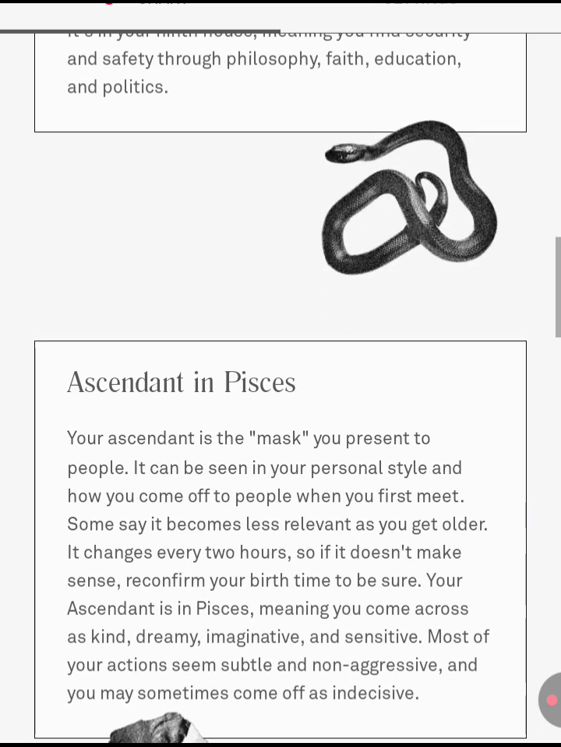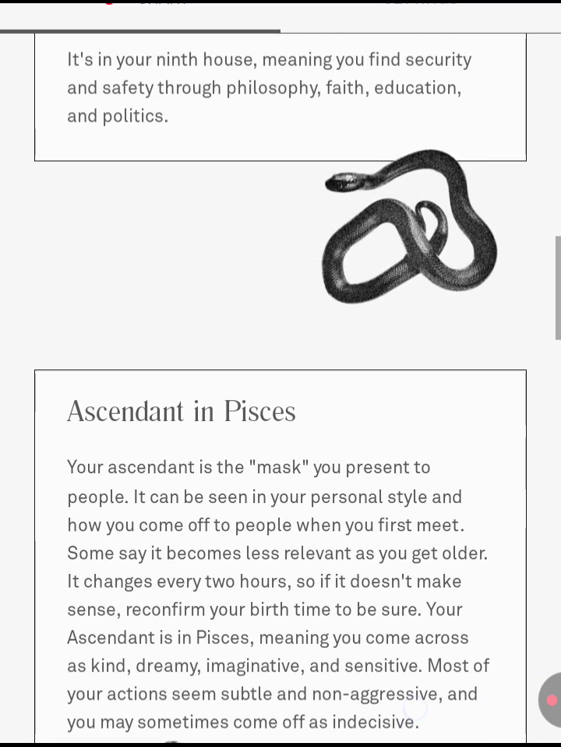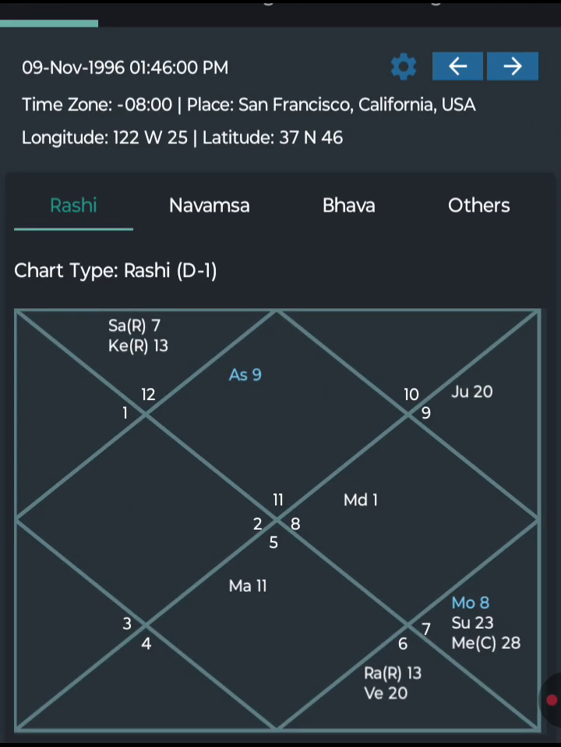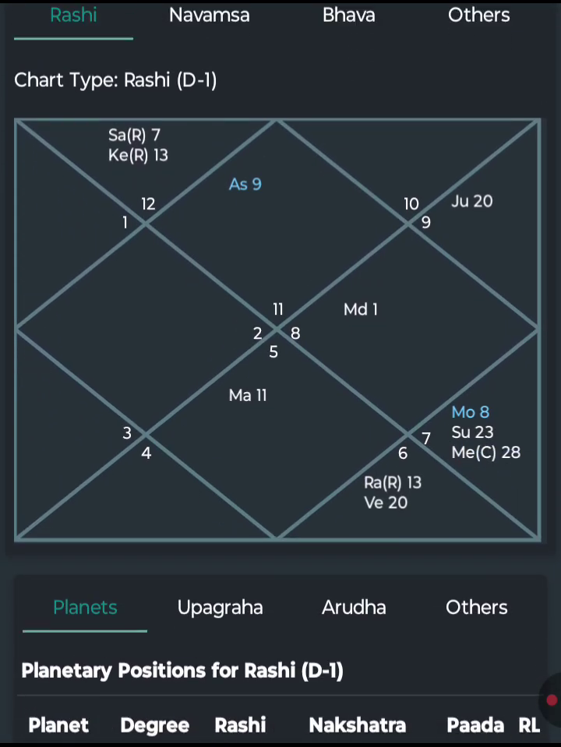Well, when I was looking at their chart, which I have here, it doesn't say that at all. In fact, it says that the moon and the sun are both in Libra, and that their ascendant is actually in the sign of Aquarius.